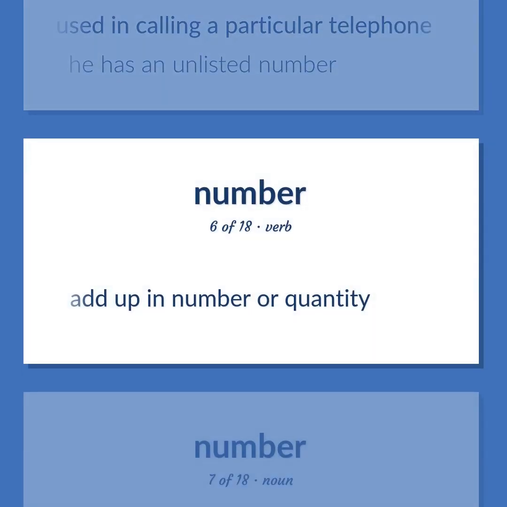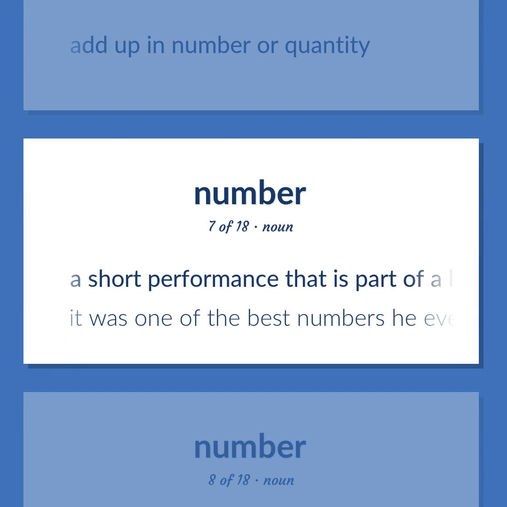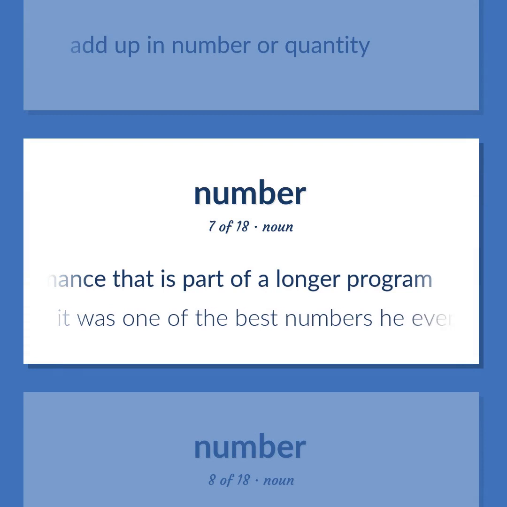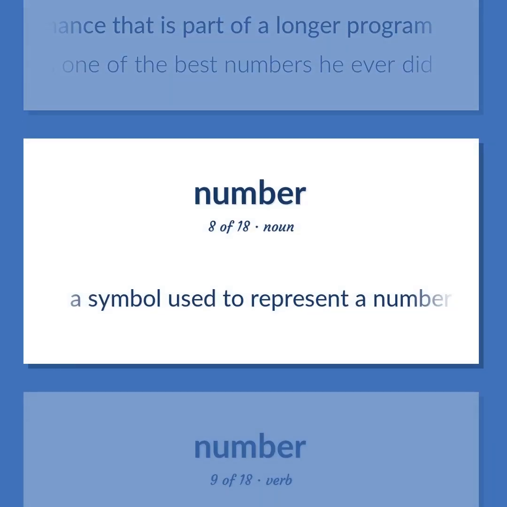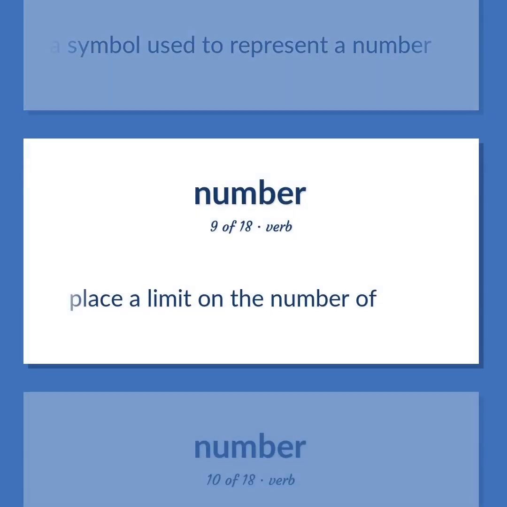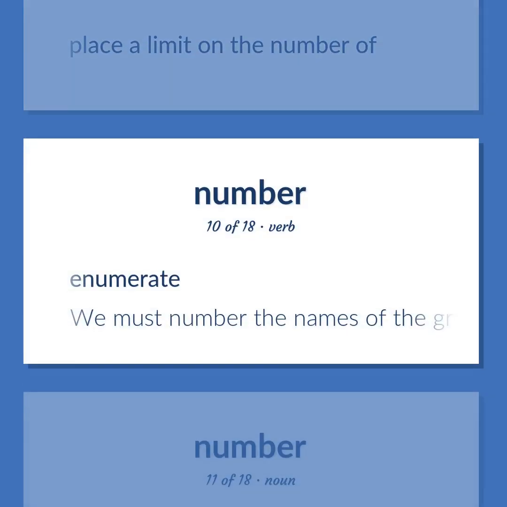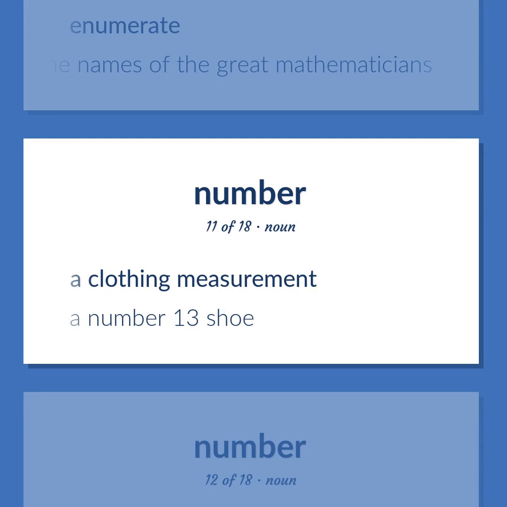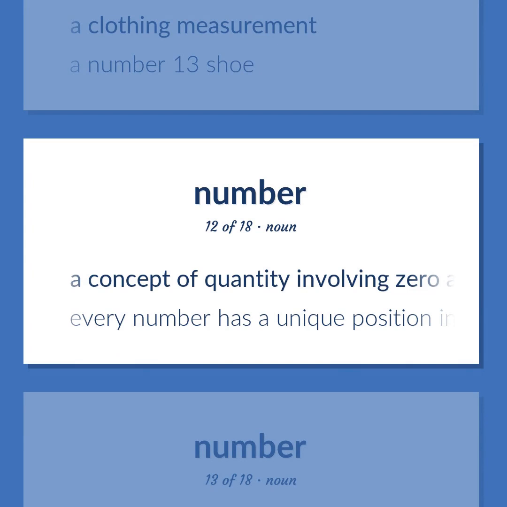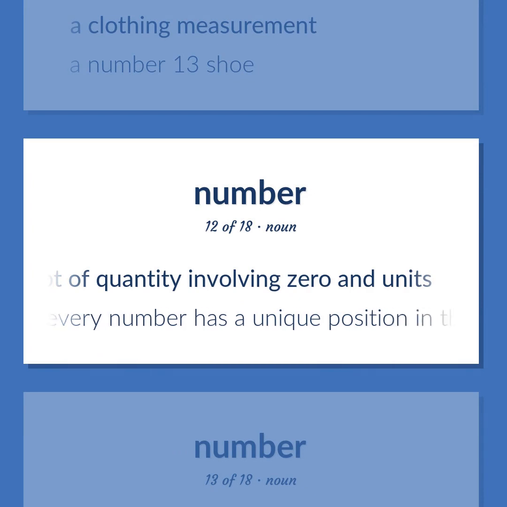Add up in number or quantity. A short performance that is part of a longer program. It was one of the best numbers he ever did. A symbol used to represent a number. Place a limit on the number of. Enumerate. We must number the names of the great mathematicians. A clothing measurement. A number 13 shoe. A concept of quantity involving zero and units. Every number has a unique position in the sequence.